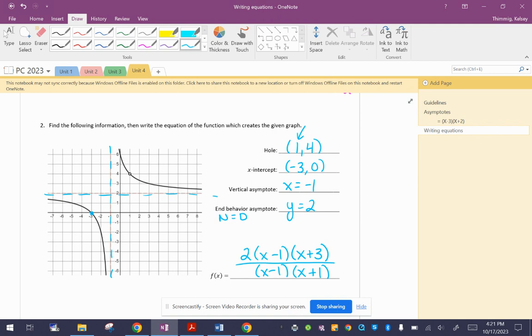Again, if this was our quiz or a test or your homework, I would go to Desmos, I would type this in, I would check that it makes that same graph, and then you know you did it correctly.